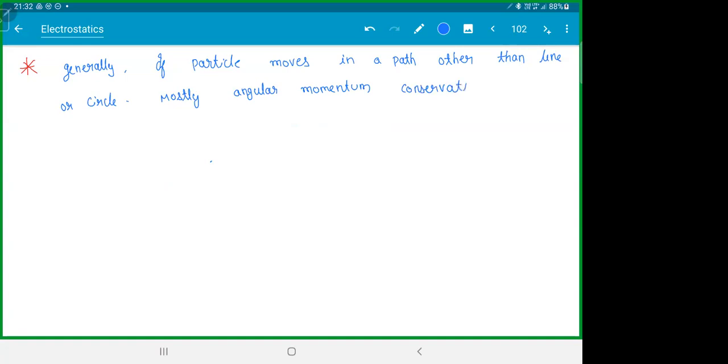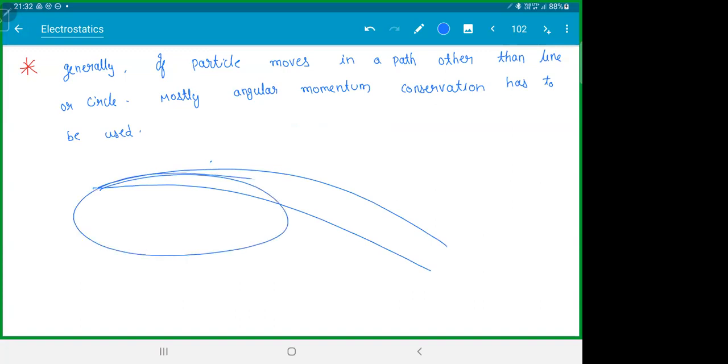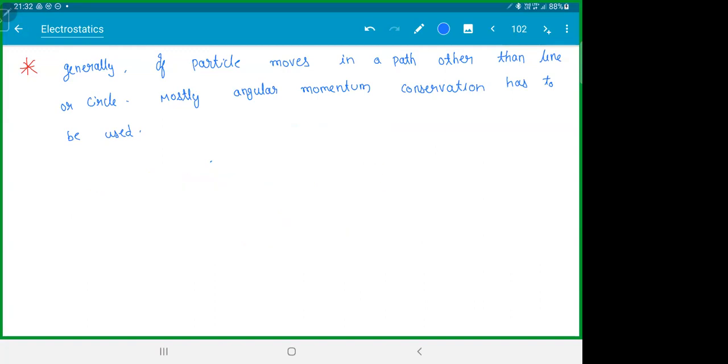This is not a concept, this is just a general idea. You can keep this thing. If you see a particle going in a parabola, hyperbola, or ellipse, when you see these kind of things, use angular momentum. There is no other way to solve because we don't have that kind of maths in 11th and 12th to solve problems. So let's solve how to do this thing.